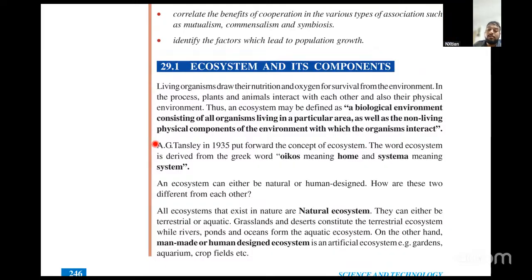You can see here also the crop field, which is the human-made designed ecosystem. It's not natural. In nature, you will not see the farming of wheat. Naturally, if it is there, you will not see that. The human has to interfere and create a crop field, a human-made ecosystem. Did you understand, guys? Samuel? No?